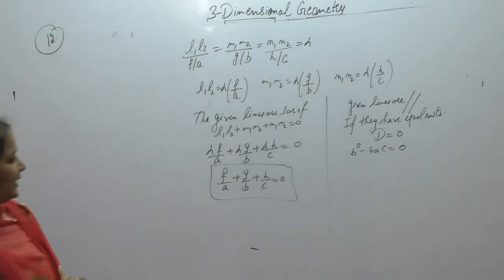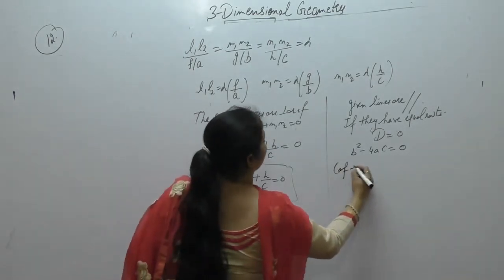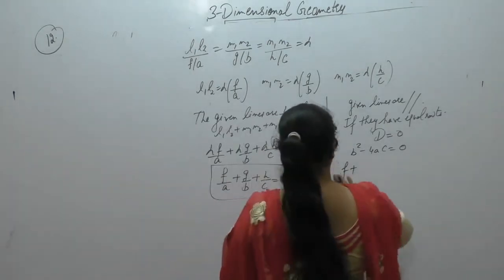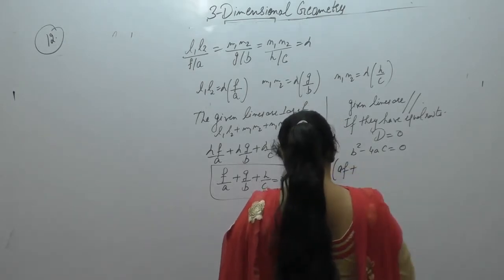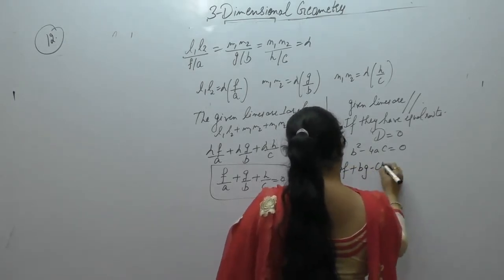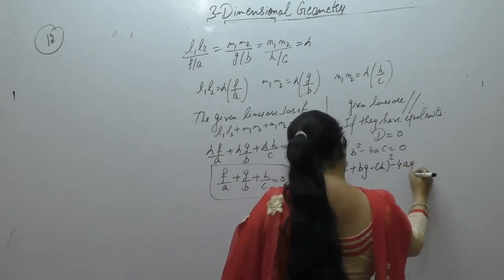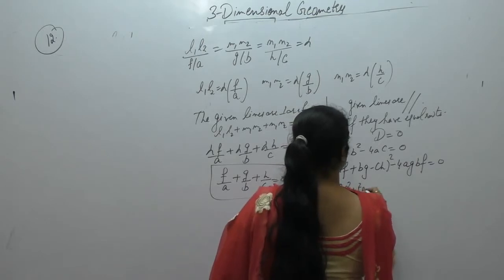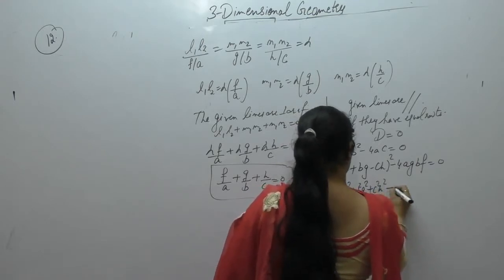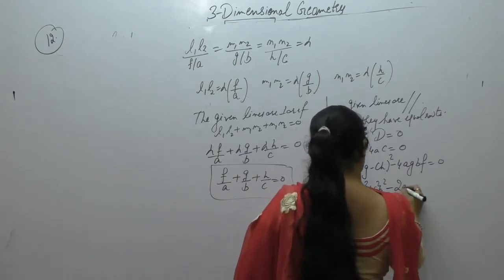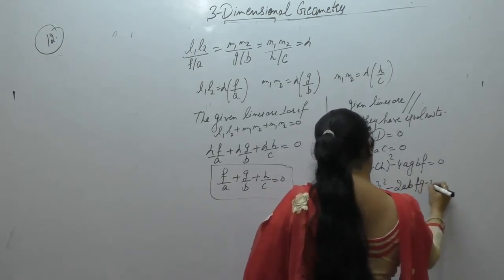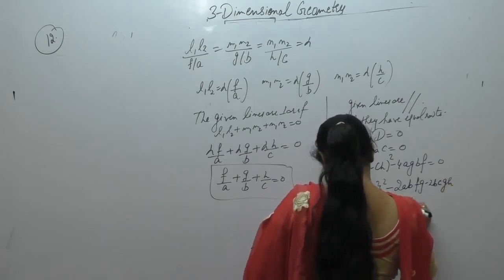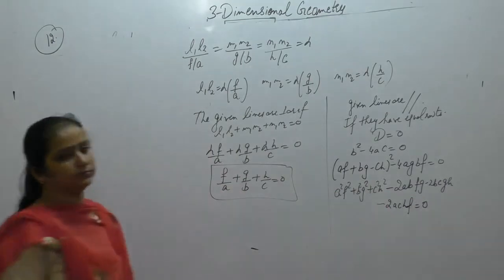So what is that? Its value is (af plus bg) whole square minus 4agbf is equals to 0. That is a square f square plus b square g square plus c square h square minus 2abfg minus 2bcgh minus 2achf is equals to 0.